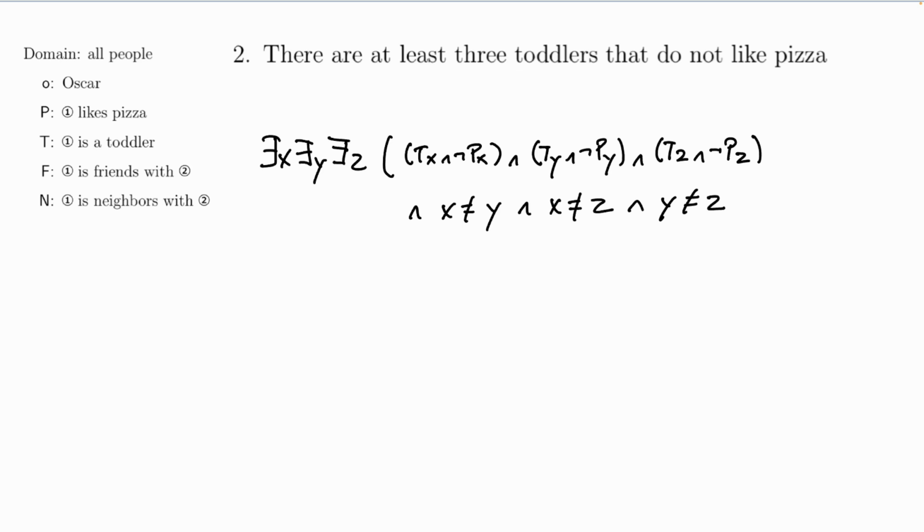And now we need to make sure that Z is distinct from X and distinct from Y. And we already have Z being distinct from X here and Z being distinct from Y here. So that covers all our bases. We have that each thing is distinct from the others. So now our full formula says that there are at least 3 toddlers that do not like pizza.